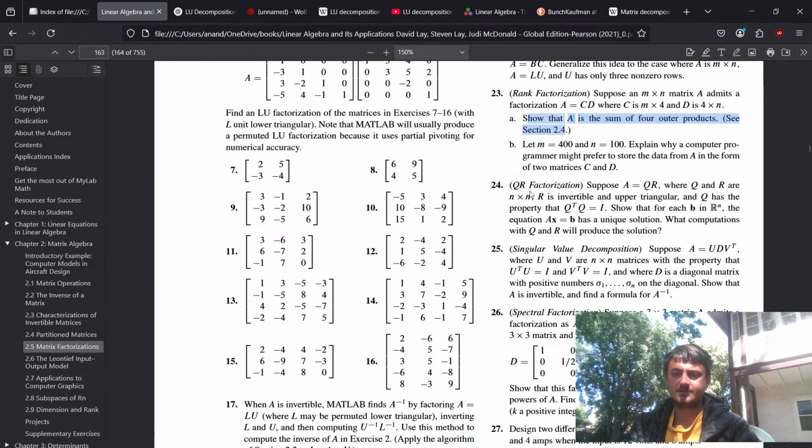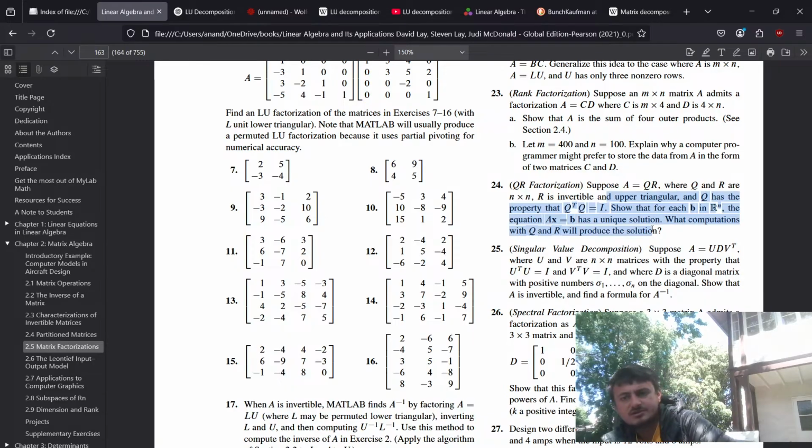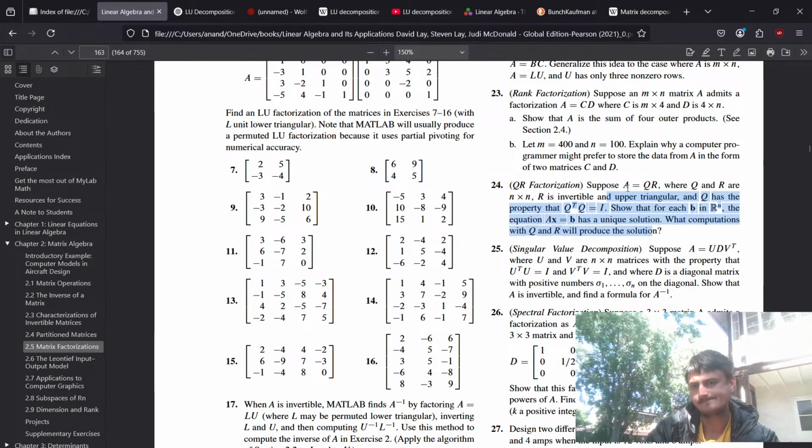Okay, QR factorization. Suppose A equals QR where Q and R are n by n. R is invertible and upper triangular. And Q has the property that its product with its transpose is the identity. 24 definitely.